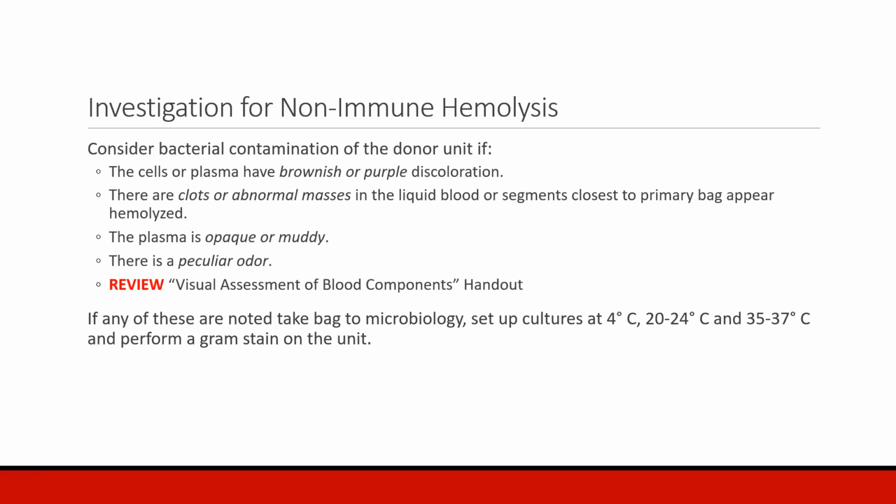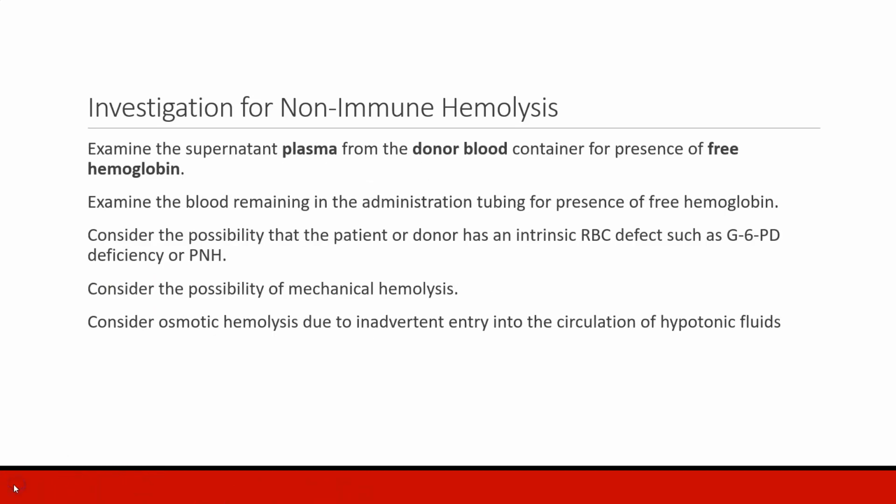If any of these characteristics are noted, take the bag to the microbiology department and they need to set up cultures to be done at 4 degrees, 20 to 24 degrees, and 35 to 37 degrees. This way we'll capture any type of bacteria that grows at any temperature. Because if the bacteria survived in the refrigerator, that's a good sign that it may grow at 4 degrees centigrade. Once those cultures are set up, perform a gram stain on the unit, and if bacteria are present, be sure and let the physician know.